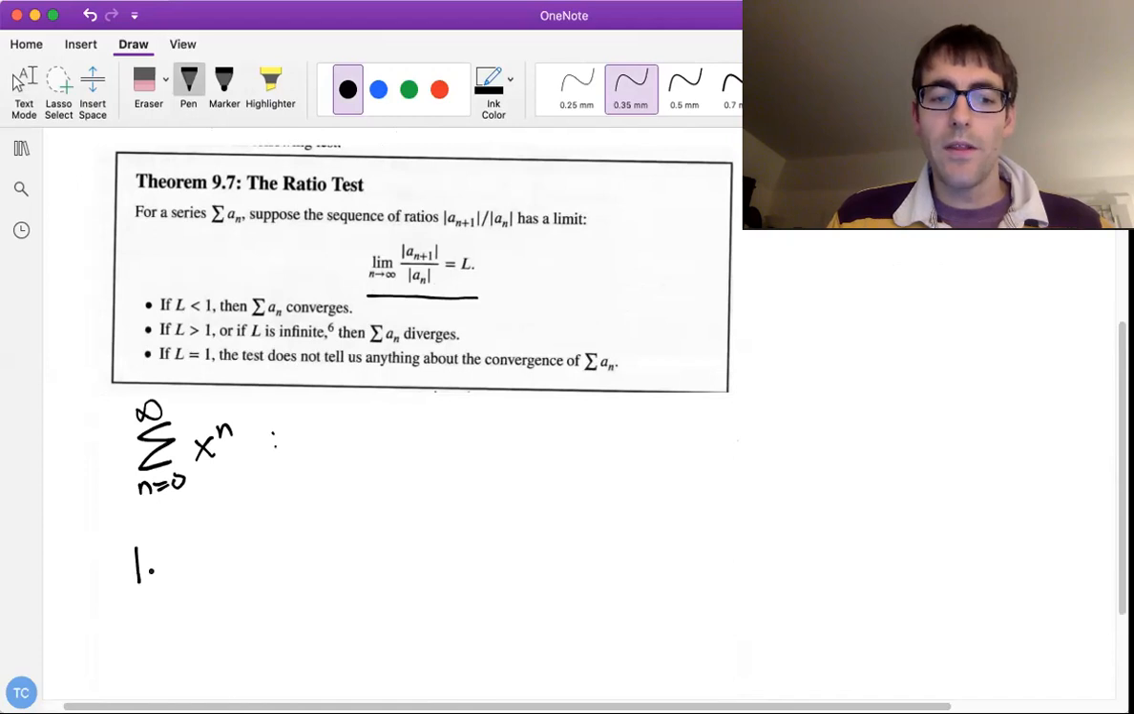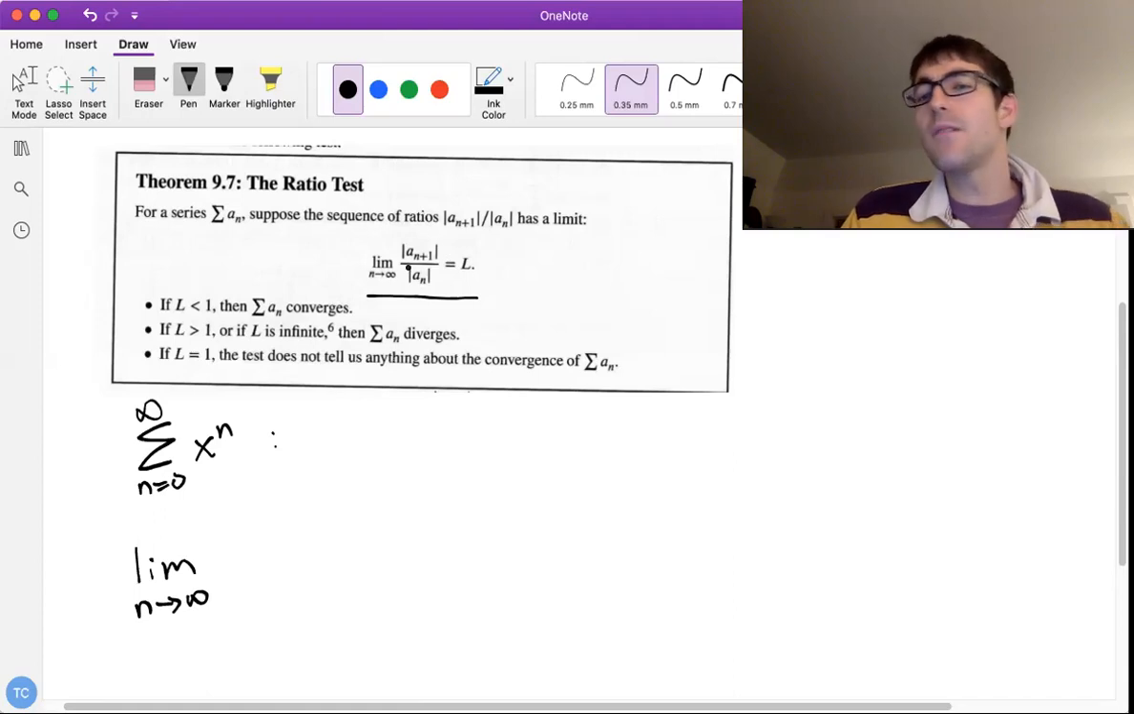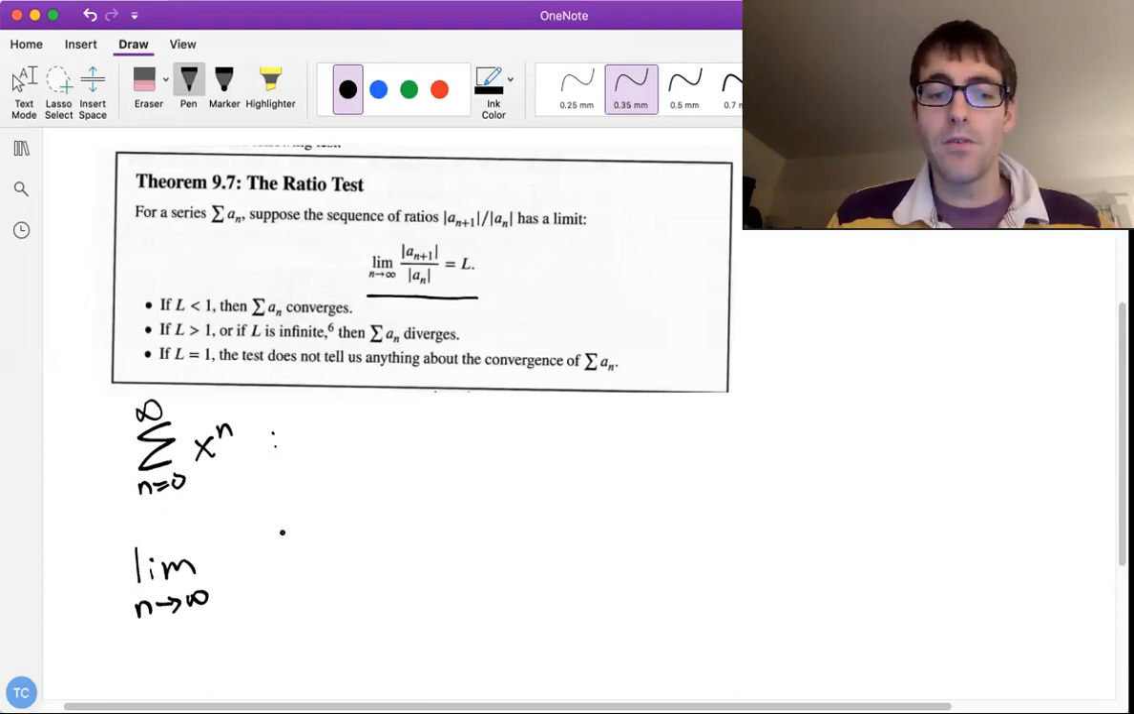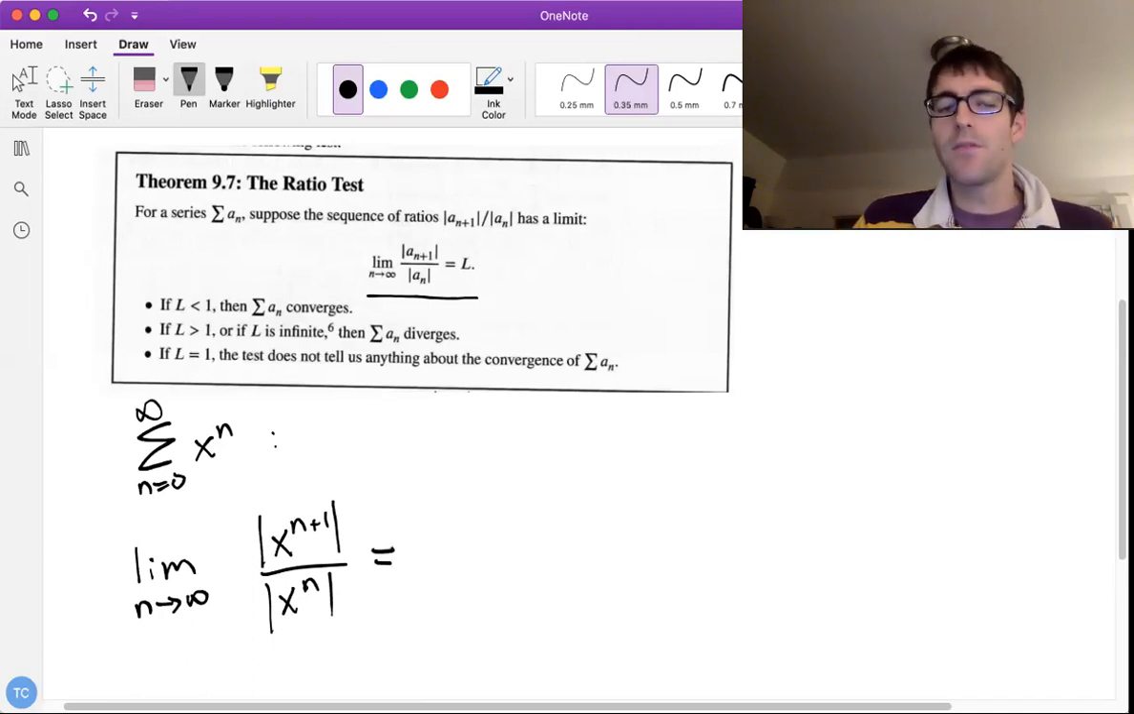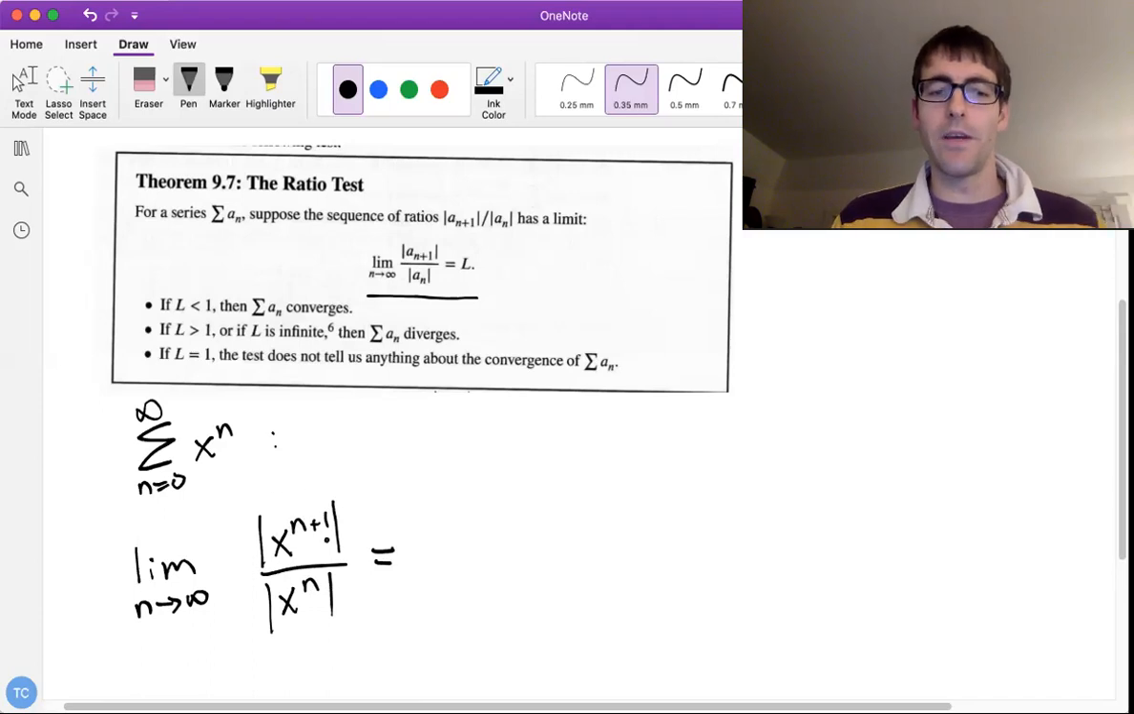We want to know the limit as n goes to infinity of the n plus 1th term, so we're going to plug in n plus 1, over the nth term. And we're going to include absolute values. It doesn't make a difference on this particular example, but it sometimes does. Well, x to the n plus 1 over x to the n. Oh, actually, never mind. It does make a difference on this example, but we can go from there. This ends up being just x.